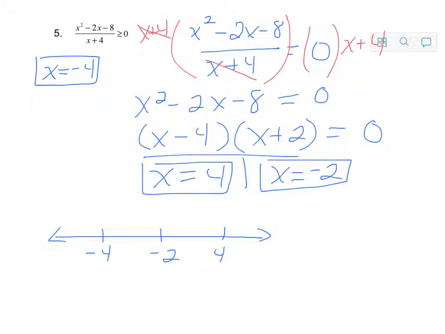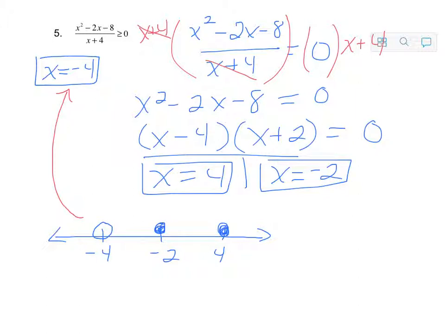Look at the inequality symbol. It said equal to. The only ones, though, that I can actually fill in are the -2 and the +4. And the reason being is, if I say equal to -4, it's going to make it undefined, and we can't have that. It just helps me to have a starting point.